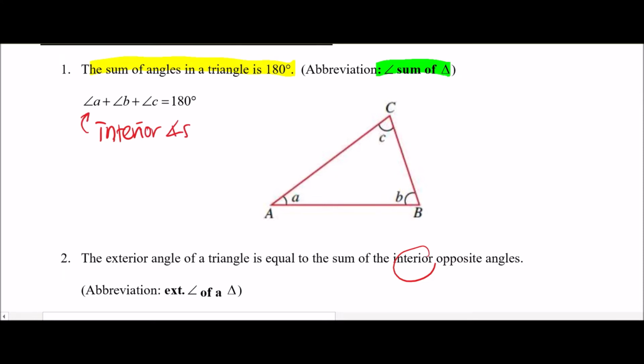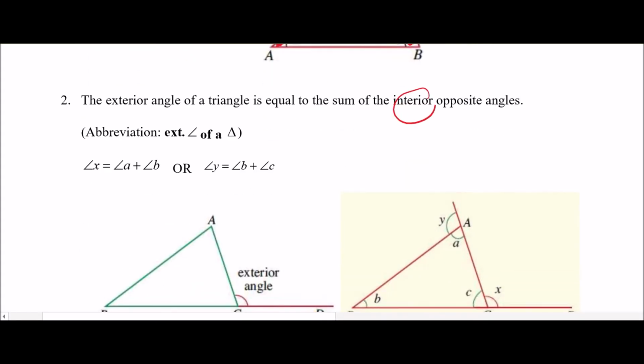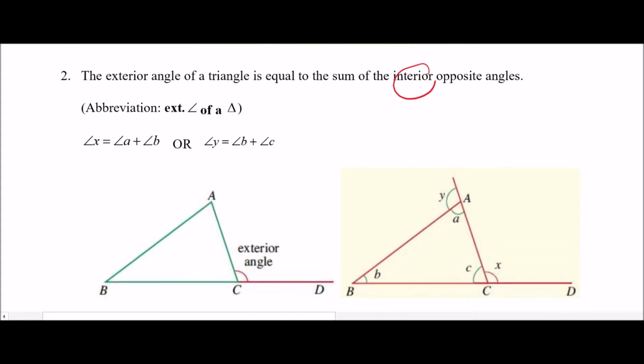Why? Well, you can see that they are inside the triangle. If you've heard of the term interior design for houses, you would know that interior designers take care of the design of your house on the inside, not on the outside. So it's interior. Now, as opposed to interior angles, we have exterior angles. Exterior means outside the triangle.